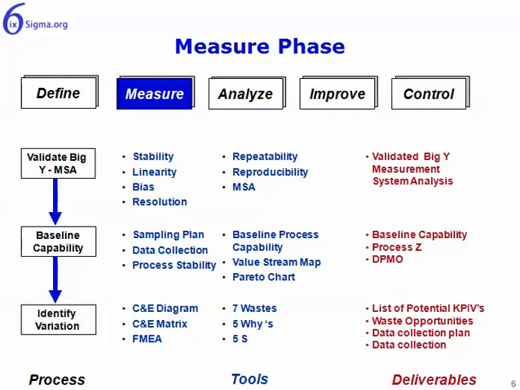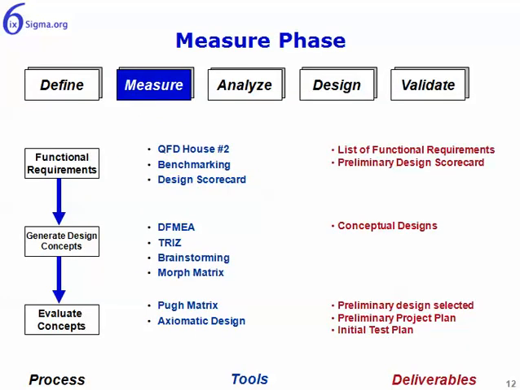Now if we just go over to the DMADV side, similar sort of thing in the measure phase, although of course because it's DMADV it's slightly different. In this phase, we want to identify the functional requirements. So you remember in the define phase, we had a list of the CTS as the critical to satisfaction. Now we want to turn those into functional requirements. Now that we know the CTS, what the customer wants, it's now time to begin thinking, well, how does a solution have to behave? How does it have to function in order to meet that requirement? And we do that beginning in house of quality, or quality function deployment house number 2. And this will give us the FRs, or the functional requirements.